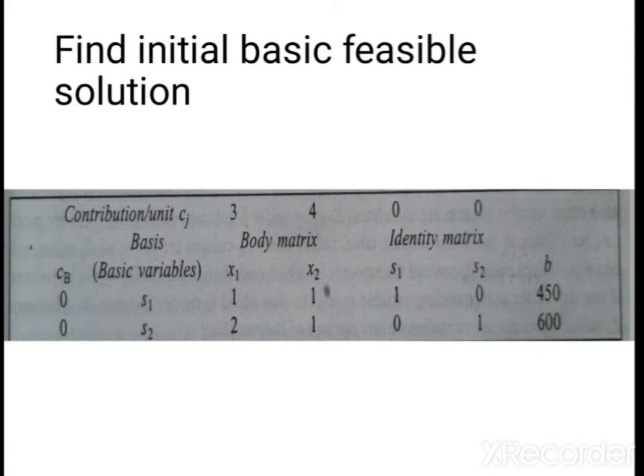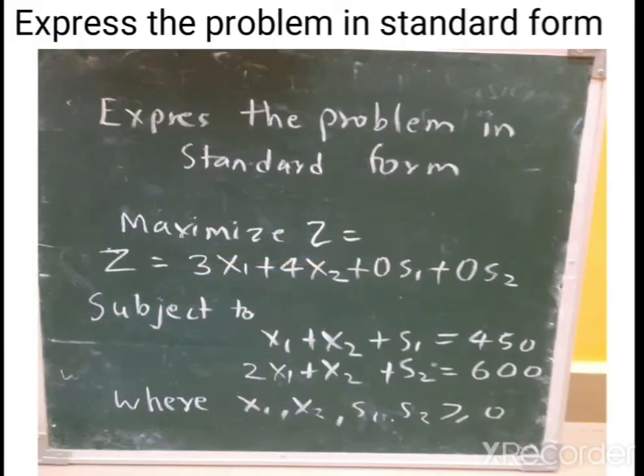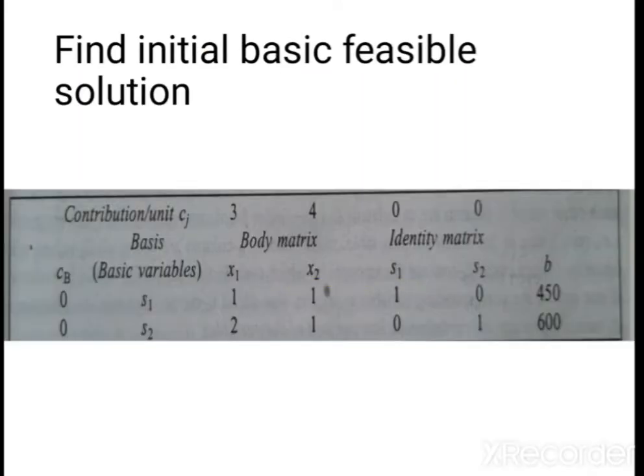So what are the elements of this table? The first row indicates the coefficient Cj of variables in the objective function. Already you know the objective function: maximize Z = 3x1 + 4x2 + 0s1 + 0s2. So 3, 4, 0, 0. These are the coefficients.